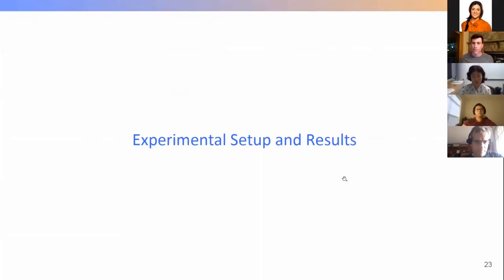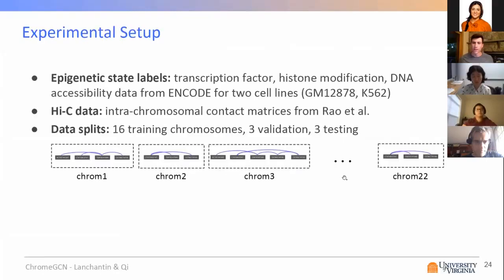So I'll just quickly go over how we try to validate this model. For epigenetic state labels, we use all transcription factor, histone modification, and DNA accessibility data from ENCODE using two commonly used cell lines, GM12878 and K562. And for Hi-C data, we use the interchromosomal contact matrices, which tell us edges within a specific chromosome.